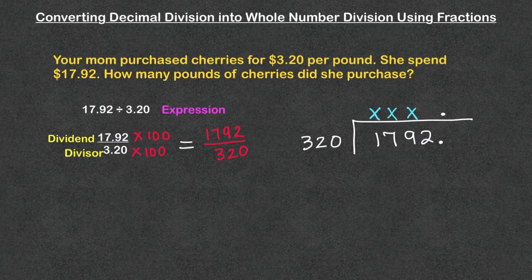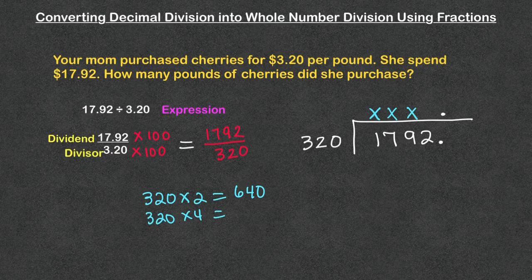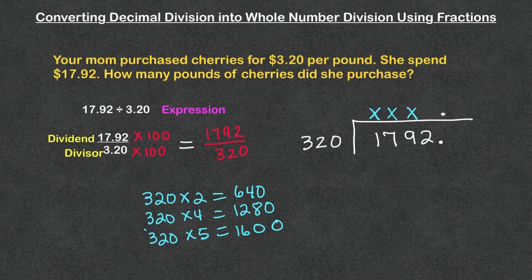We're going to have to start multiplying 320 times 2, and that is going to give us 640. Then if I double it, 320 times 4, that will give us 1280. I'm getting close to 1792. Then I'm going to do it times 5 since I'm getting close, and that is going to give me 1600. I'm going to do it times 6 and see if I can get a little closer. So that will give me 1920.